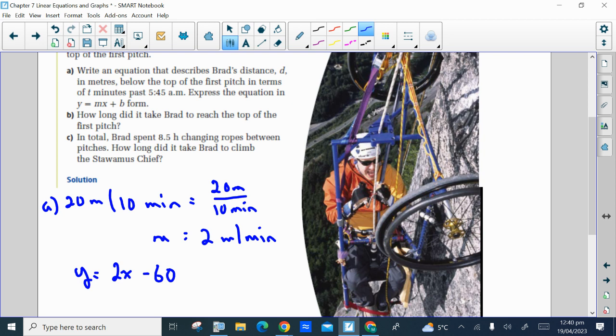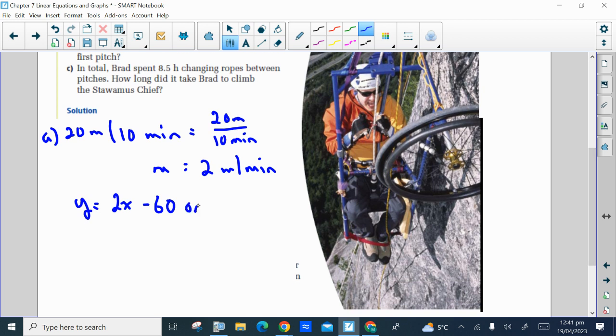Okay, he is 60 meters, each pitch, each section is 60 meters long. As time goes by, he's getting closer and closer to the top of that first pitch. So you can write it like this, where you have a positive slope and the y-intercept is negative. After 10 minutes, 2 times 10 is 20. 20 minus 60 is negative 40. That negative 40 would represent that he is still 40 meters away from the top of that first pitch.